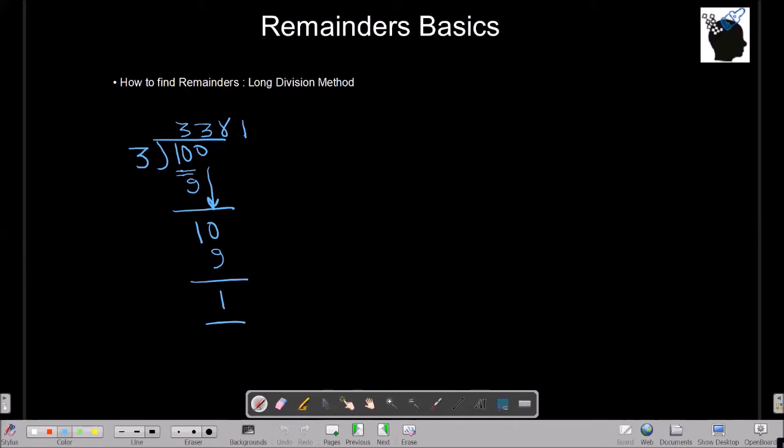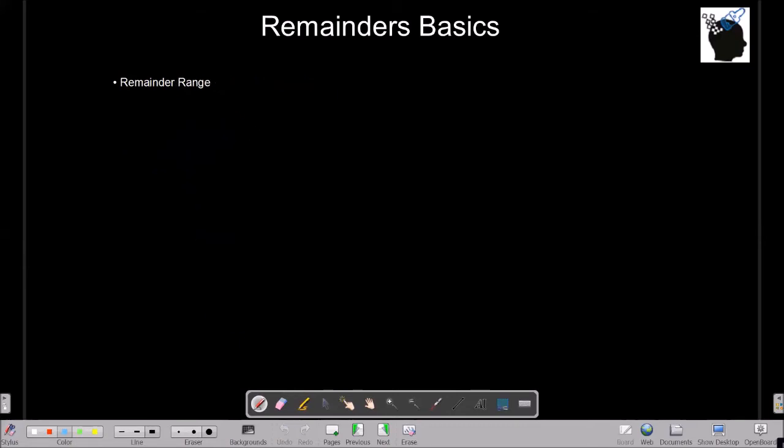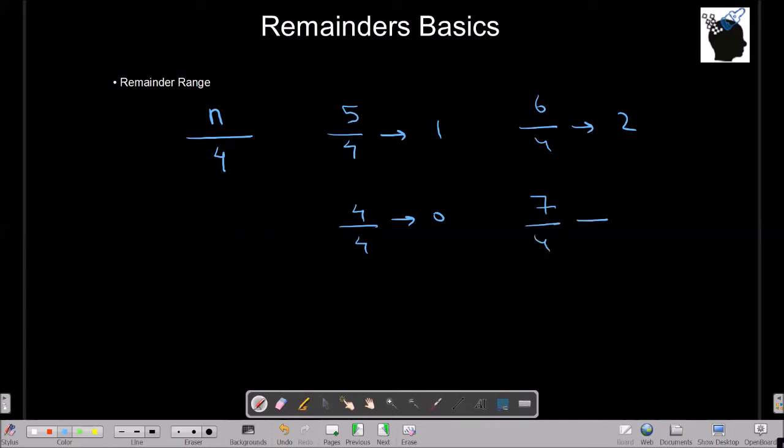Now let's see what is remainder range. Let's say I'm trying to divide a number n by 4. What are the possible values of remainders I can get? If I would have taken n as, let's say, 5, I would have got a remainder of 1. If n was 4, I would have got a remainder of 0. If n was 6, I would have got a remainder of 2. If n was 7, I would have got a remainder of 3. And if n was 8, I would have again got a remainder of 0.